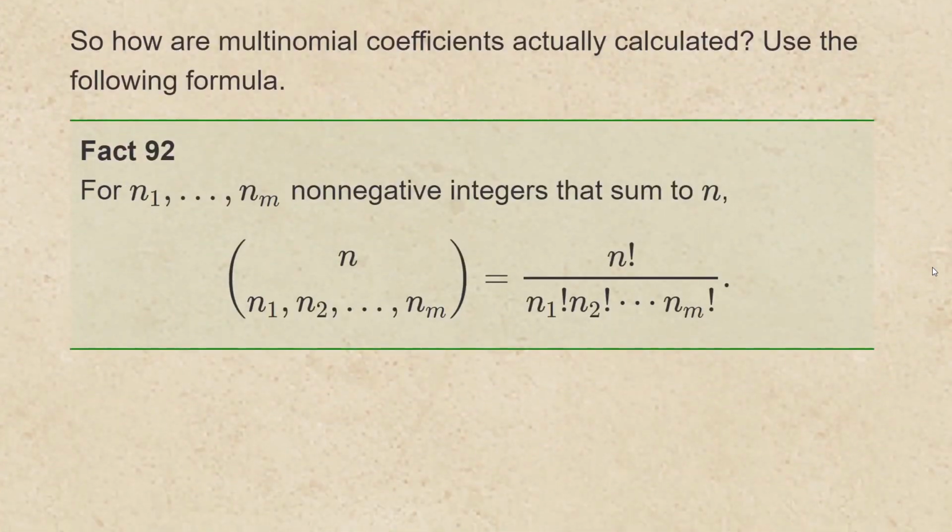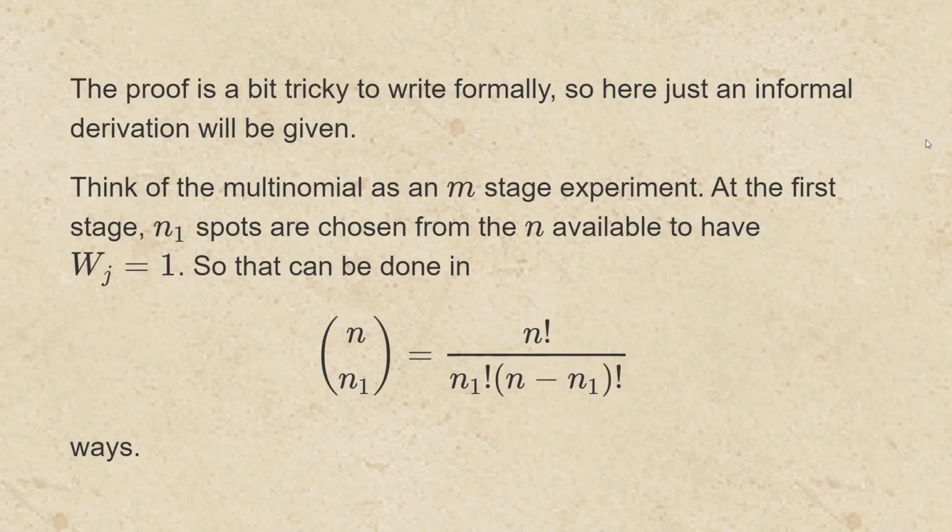So how are the multinomial coefficients actually calculated? We use the following formula. For n sub 1 up through n sub m, non-negative integers that sum to n, n choose n sub 1 through n sub m is n factorial divided by n sub 1 factorial, n sub 2 factorial, up through n sub m factorial. The proof is a bit tricky to write formally, so here just an informal derivation will be given.